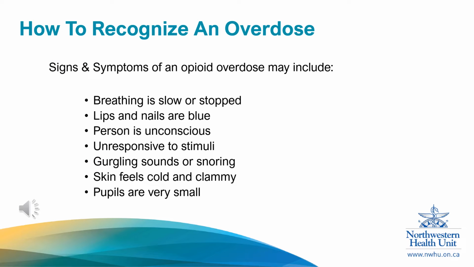How to recognize an overdose. Signs and symptoms of an opioid overdose may include breathing that is slow or stopped, lips and nails that are blue, the person is unconscious, they are unresponsive to stimuli, they produce gurgling sounds or snoring, their skin feels cold and clammy, and their pupils are very small. These symptoms can also be seen in other medical conditions, especially if the overdose is not witnessed and a person is found unconscious. As you will learn in this presentation, naloxone can be administered to someone who is not experiencing an opioid overdose without causing any negative health outcomes.